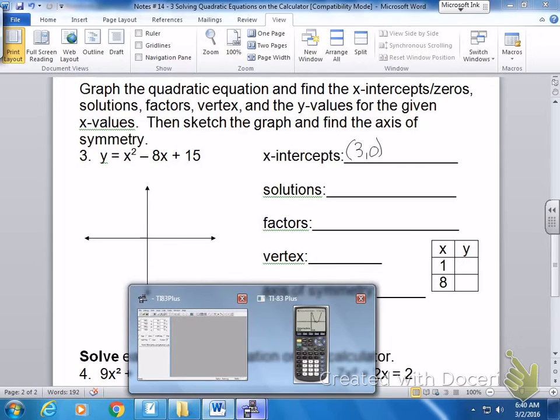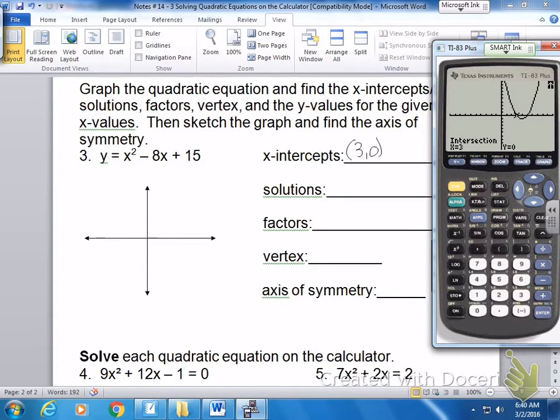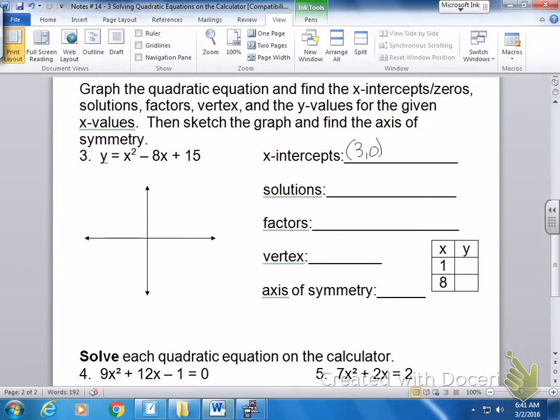Now let's do the same thing with the other side. Second trace, 5. I'm going to go over to the right to my other intersection. I'm going to enter 3 times. And it says my other intersection is at 5, 0. So that's really not very tough, guys. You just push the buttons. It's the same thing over and over again.